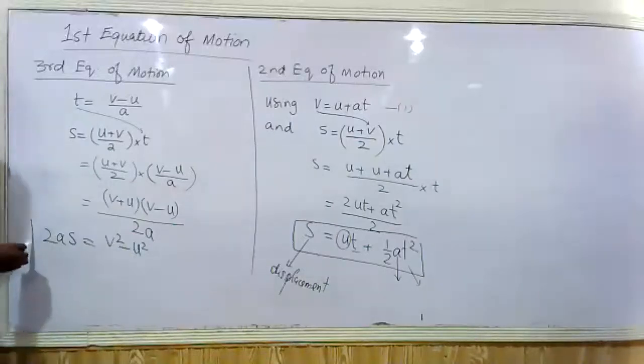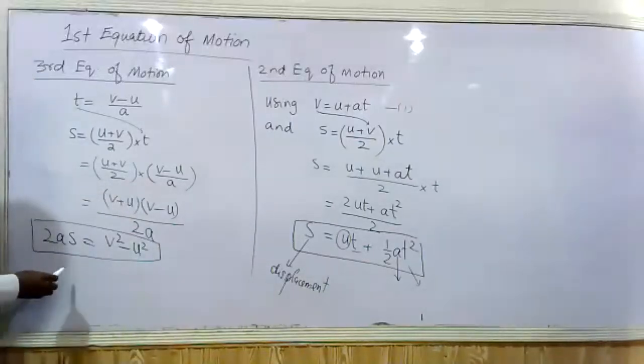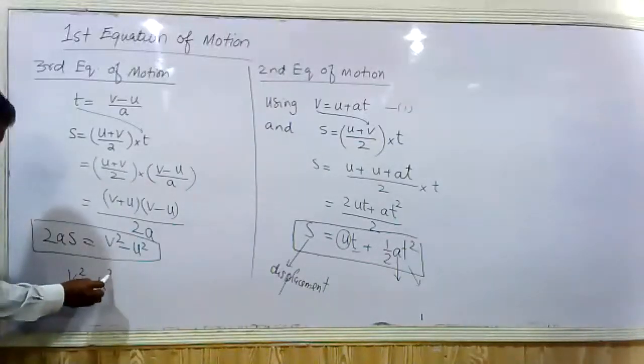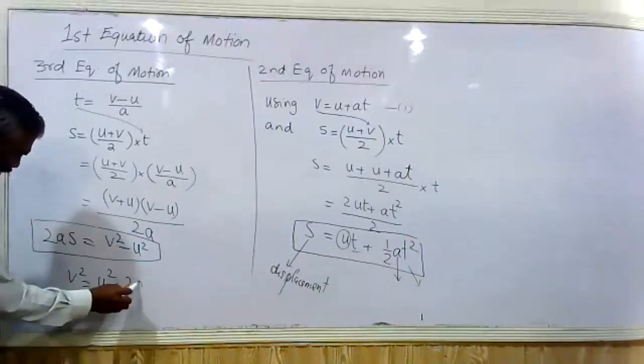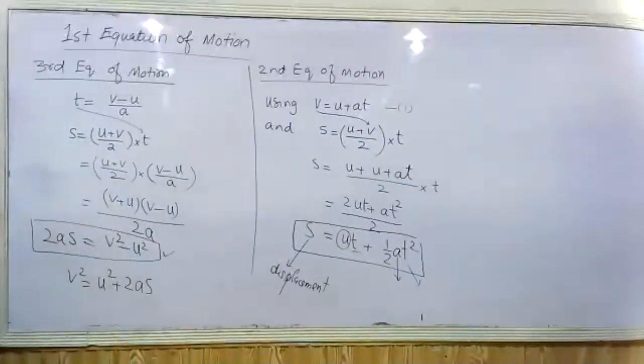So this is the third equation of motion, which is sometimes written in this form, v square is equal to u square plus 2as. But this is mostly used in this form because this is more convenient. 2as is equal to v square minus u square. Again, you can see there is no t in this equation.